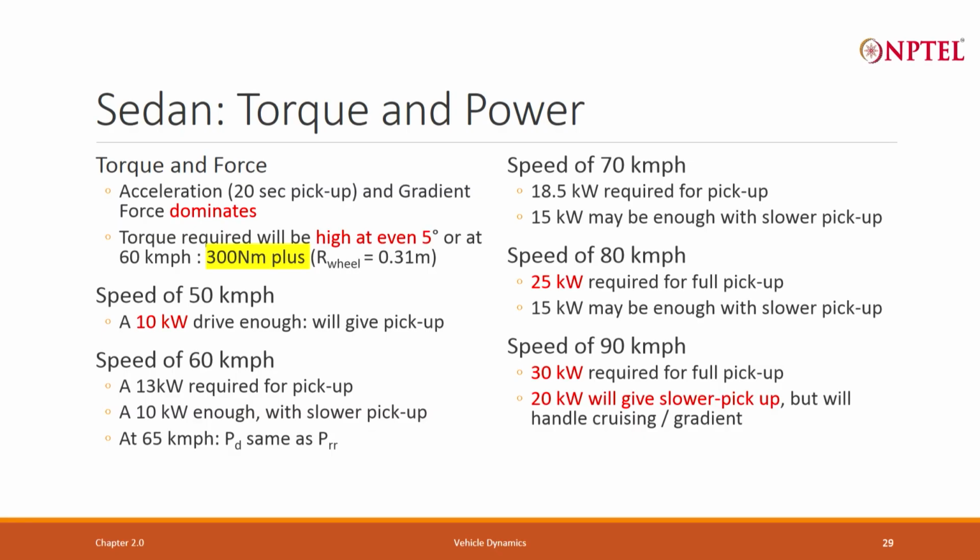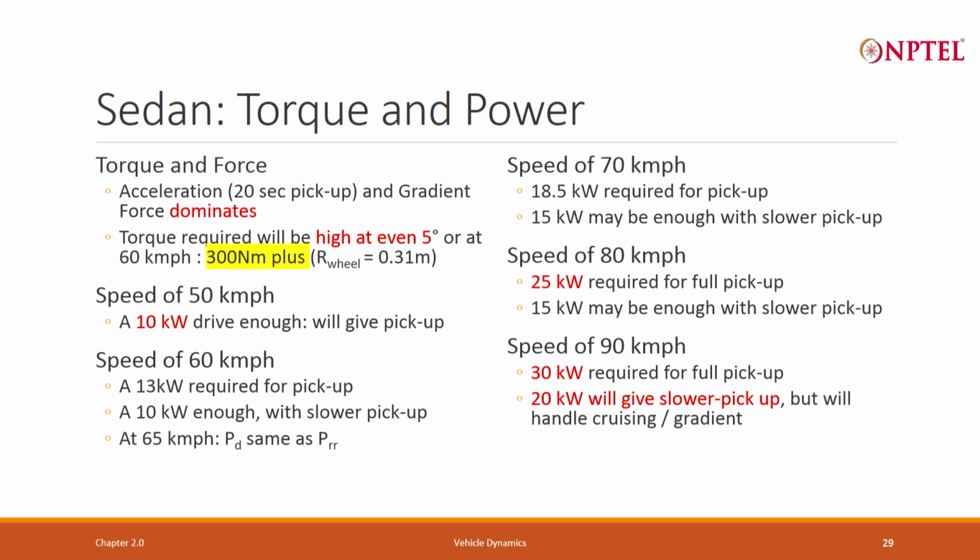For speed up to 90 kilometer per hour, you suddenly require 30 kilowatt for pickup. 20 kilowatt may be enough, including for slope. For slope, of course, you will not go at 90 kilometer per hour, you will go at 30 kilometer per hour. So, if you have a 20 kilowatt motor, it will give you a slower pickup, but the rest will work. But at 90 kilometer per hour, this kind of stabilizes.